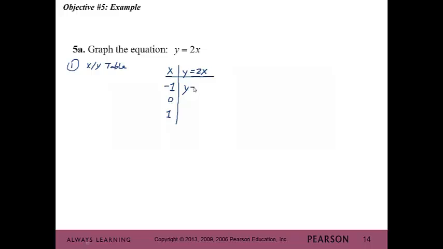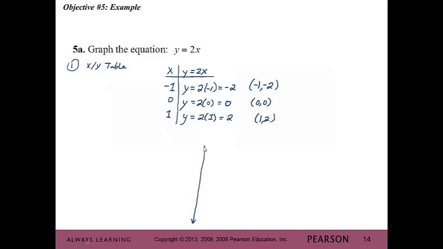So we have y equals 2 times negative 1, which is negative 2. So we have the point (-1, -2). And then we have y equals 2 times 0, which is 0. So we have the point (0, 0). And then we have y equals 2 times 1, which is 2. So we have the point (1, 2). And then step 2 is to plot the points.